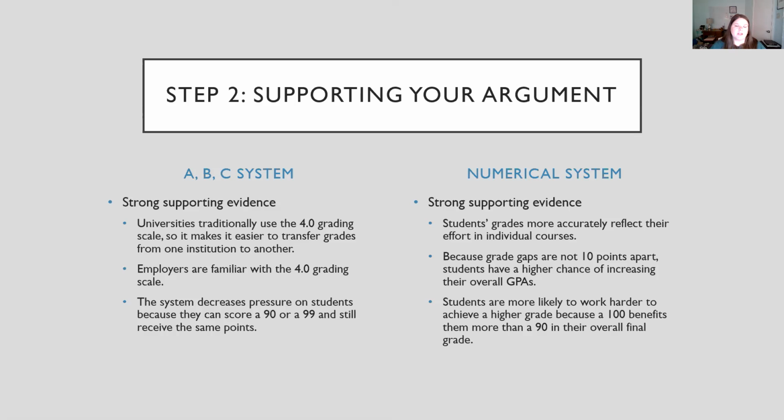So instead of students being super concerned about a point here or there, they can get an A, because an A is anything between 100 and a 90, and that's going to be the same grade for them, so it decreases some of the pressure. Those are some of the supporting evidence arguments. For a numerical system, students' grades more accurately reflect their effort in an individual course, because instead of a student who puts in 90% effort versus 100% effort, you would actually be able to see that as a specific grade versus having it broken down where it's just one letter grade regardless.